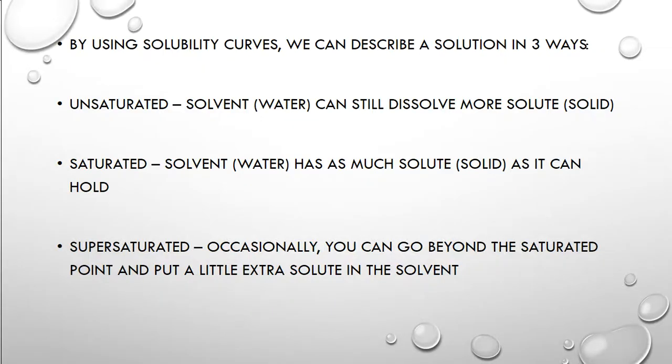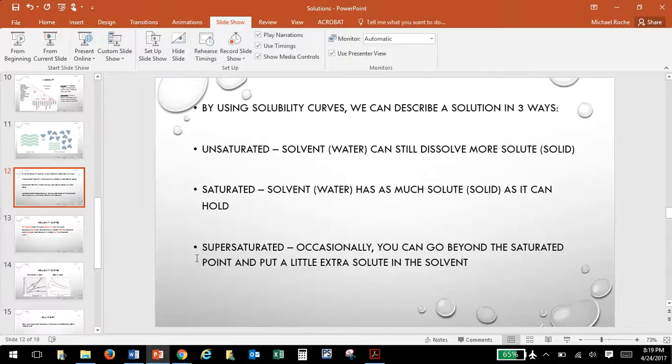All right, kids, so let's talk about solubility curves. Solubility curves describe a solution in three ways. It can be unsaturated. An unsaturated solution means that the solvent or water can still dissolve more of the solute or the solid. A saturated solution means the solvent or water has as much solute or solid as it can hold. And then there's also a situation of supersaturated, which we'll talk about in a minute.